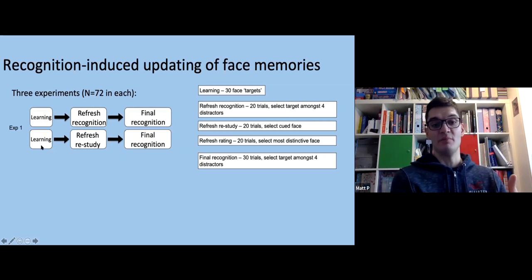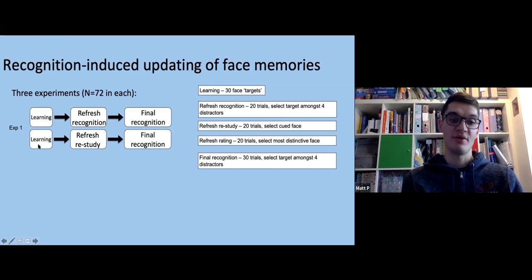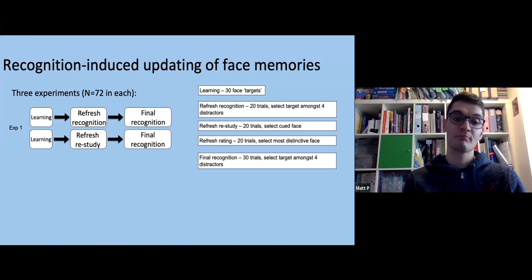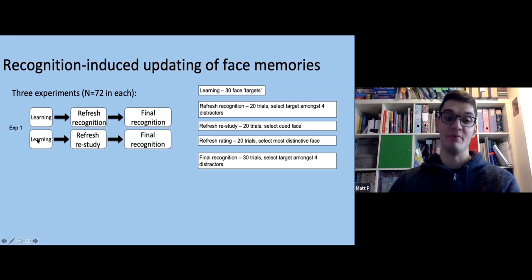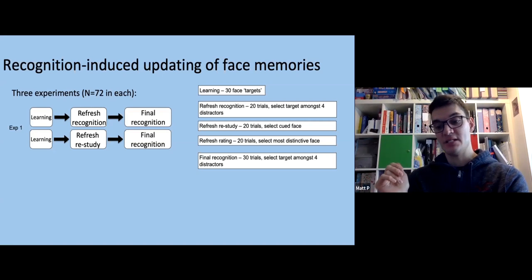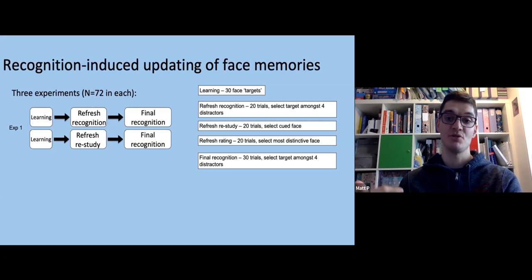In block two for experiment one, a similar procedure where they would learn 30 different faces. They then have this restudy task where they're told which one of the five faces they should memorize for the later recognition, the final recognition task. And then during this final recognition task, they're told to ignore the face that they learned from the refresh restudy task and try and remember those from the learning phase. So this was our initial experiment, and we conducted two follow-up experiments to ensure that our manipulation was getting into a retrieval-induced updating effect rather than alternative explanations, which I'll get onto in a minute.